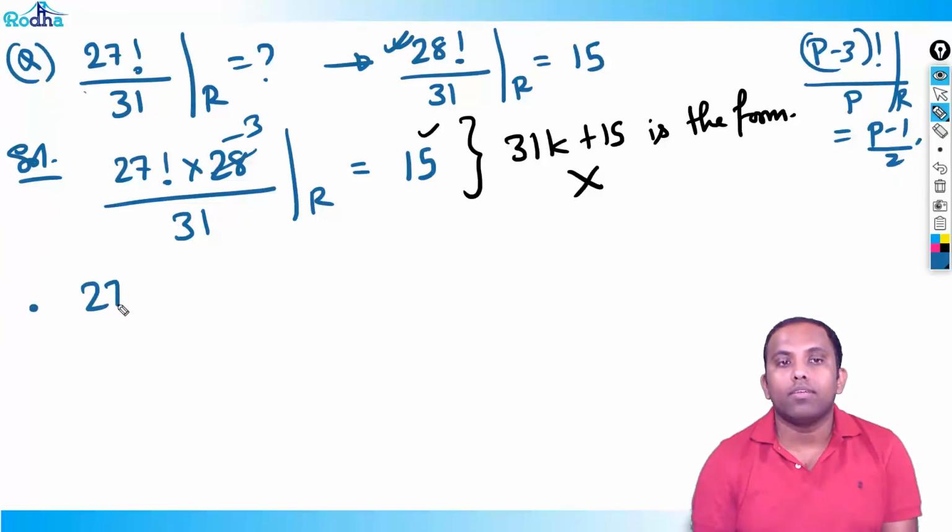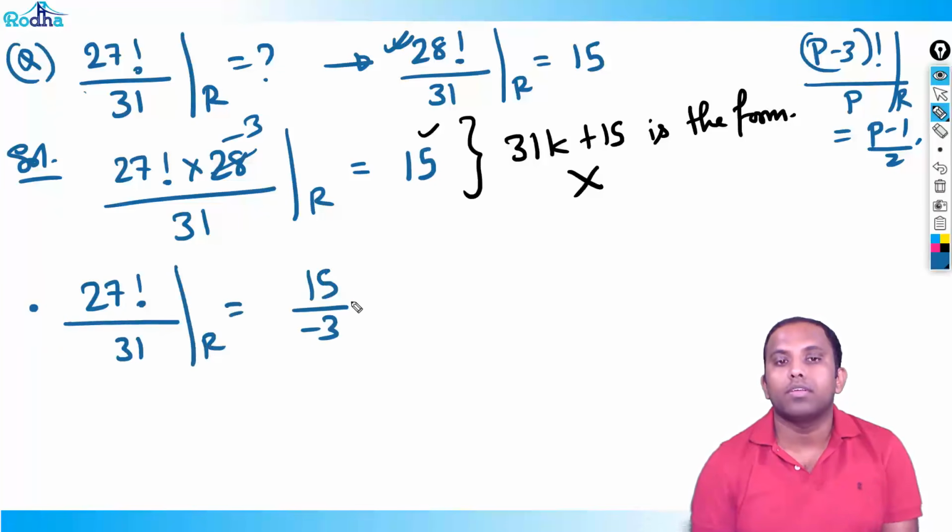So what I can do? 27 factorial by 31, the remainder is required, upon 15 by -3. So what will it be? It will be -5. So the answer is -5.